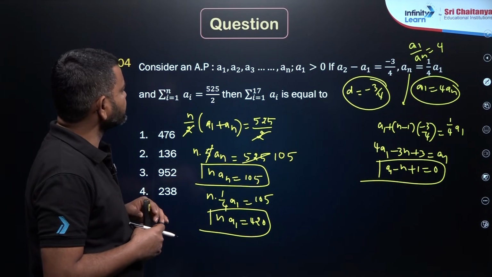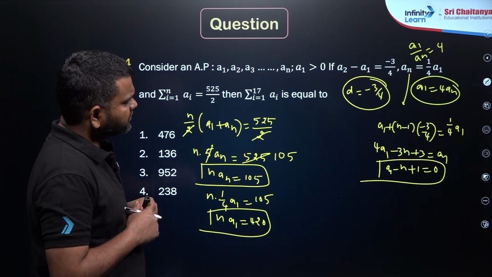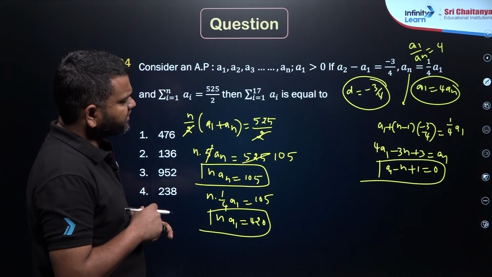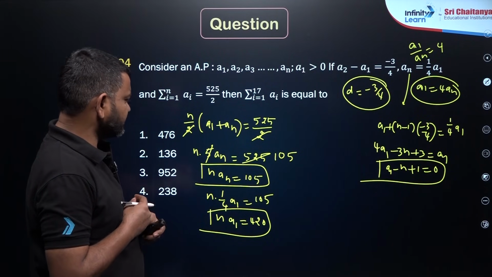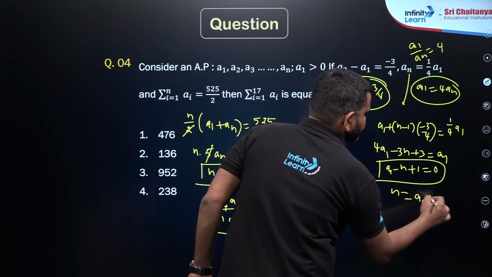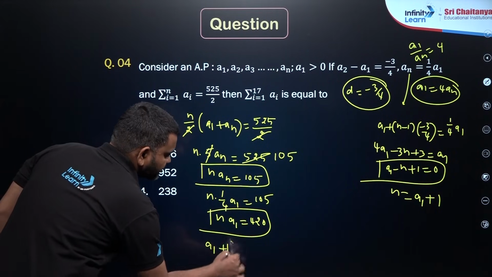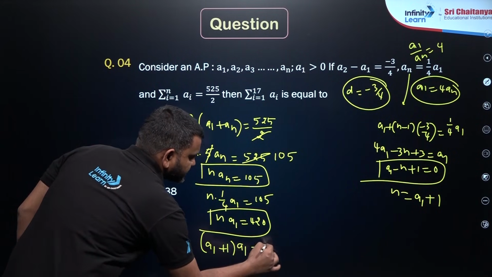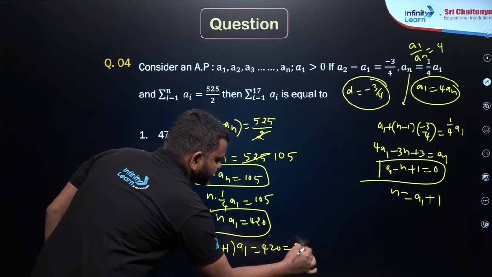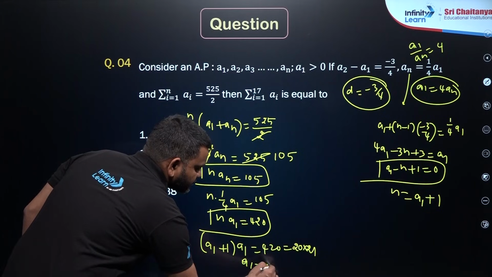Four times of this. Then what do I need? a1 value I want to find here. So d value I know, a1 I have a relation, n value I can write, from here n value I can write a1 plus 1. So put that here, a1 plus 1 into a1, that is equals to 420. This is 20 into 21. So from this a1 can be equals to 20.